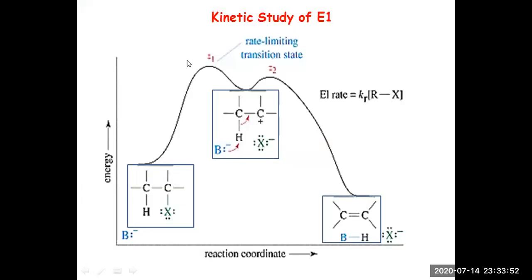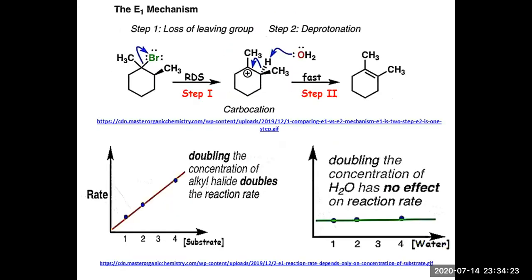So if I draw the energy profile diagram, you'll find that there are two maxima. The first transition state falls into a carbocation intermediate, then goes to a second transition state, and then gives you a stable product. The product will always have lesser energy as compared to the reactant. If I write a rate equation, the rate depends only on the concentration of substrate, that is the alkyl halide over here, and therefore it is a unimolecular elimination reaction.